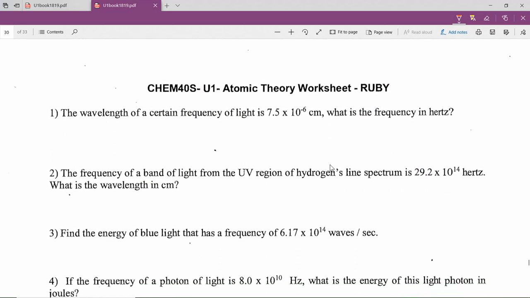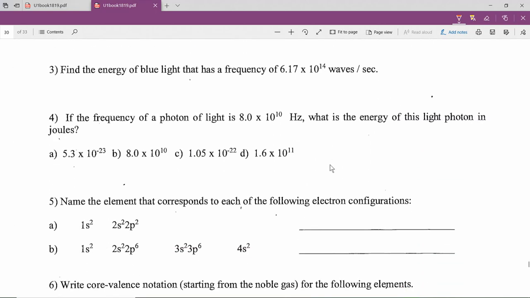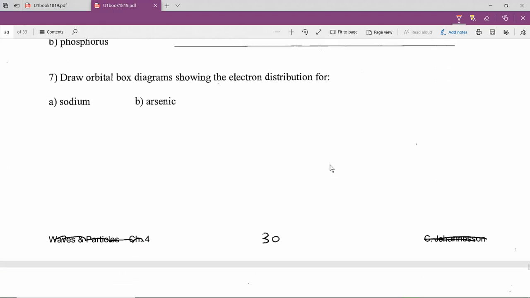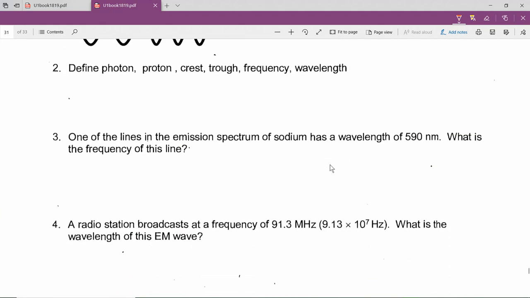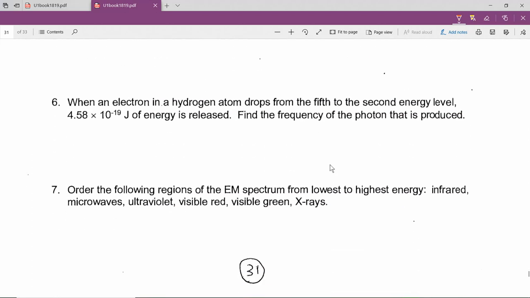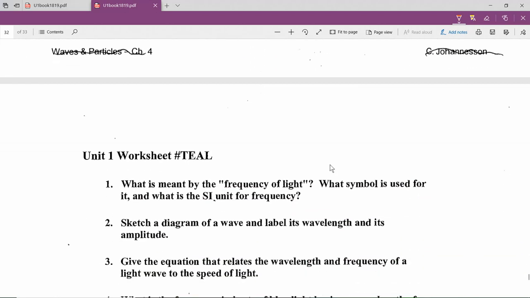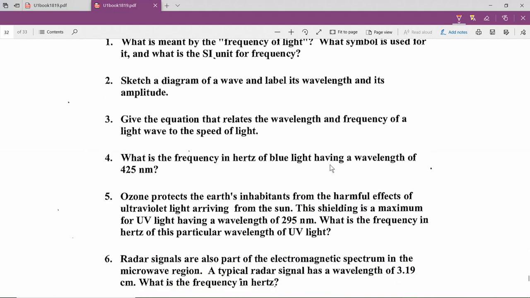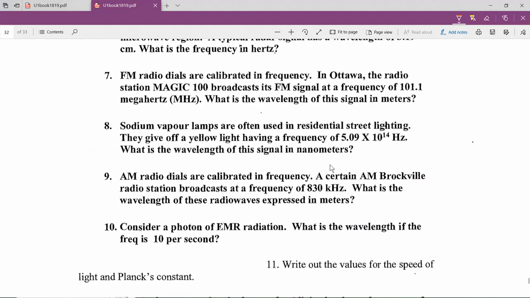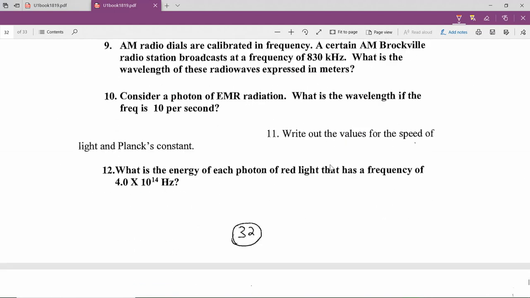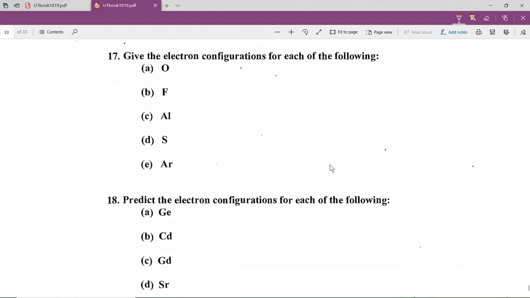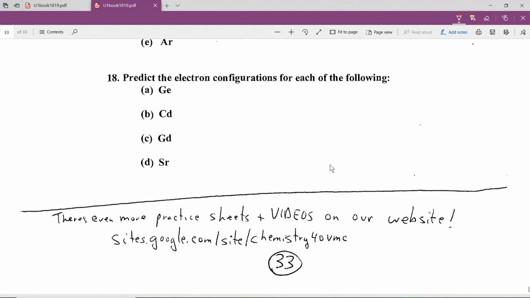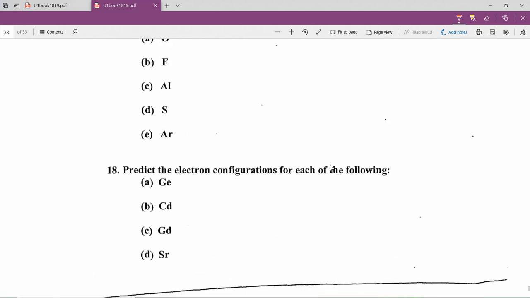Page 30 is a worksheet called Ruby, so you can try that one out. And then a worksheet called Taupe, which is a kind of brown color. You can try that one out. And I'll have to give you a quiz soon. These are just practice worksheets. Teal is another one. You can try that one out. Ottawa, I don't know why it's talking about an Ottawa radio station, but there it is. So that is teal. There are even more practice sheets and videos on our website. Indeed, there are.